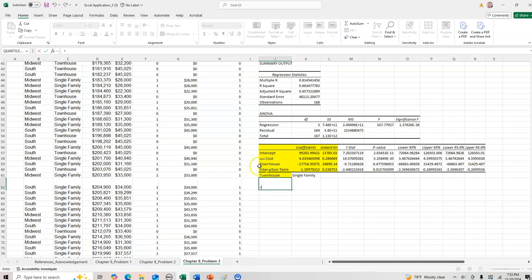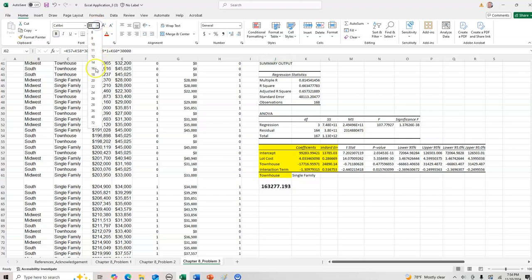So y hat would be equal to the intercept plus the coefficient of the lot cost times the actual lot cost, which is $30,000. Make sure I got the right number of zeros in there. Plus, so this is the townhouse model, we're going to take this coefficient and multiply that by 1, because we are estimating the value of a townhouse. And then plus the interaction term times the cost of the lot, 30,000. And it looks like the estimated cost here, let's blow this up, $163,277 would be the estimated cost of a townhouse.